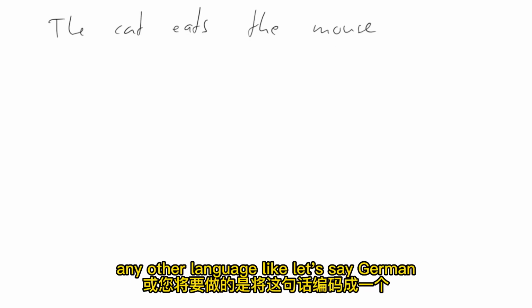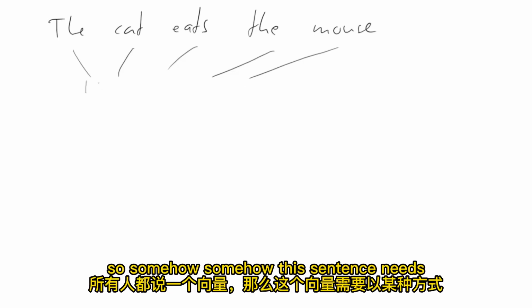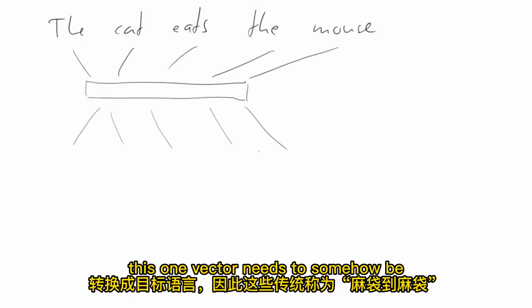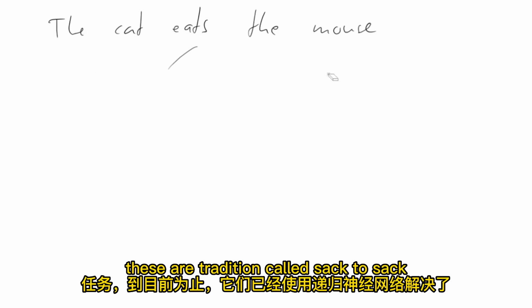let's say German or whatever, what you would do is you would try to encode this sentence into a representation and then decode it again. So somehow this sentence needs to all go into, say, one vector, and then this one vector needs to somehow be transformed into the target language. These are traditionally called seq-to-seq tasks, and they have been solved so far using recurrent neural networks.